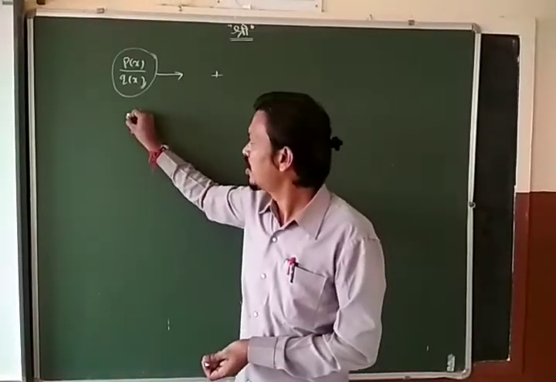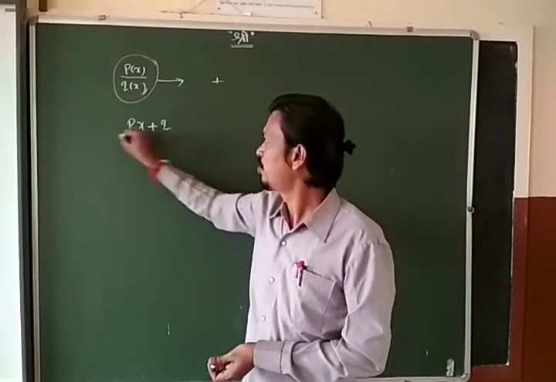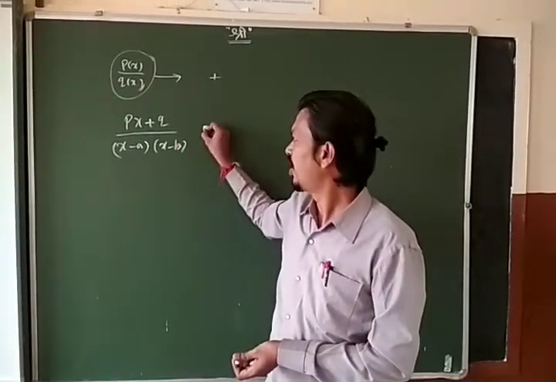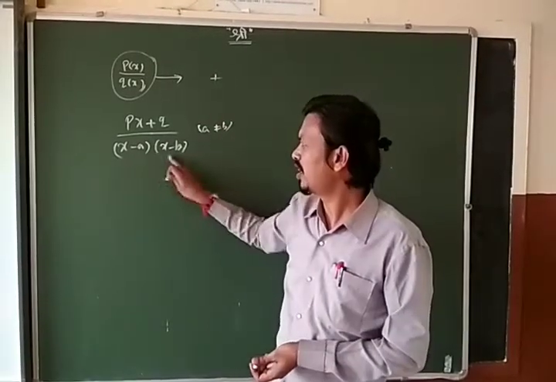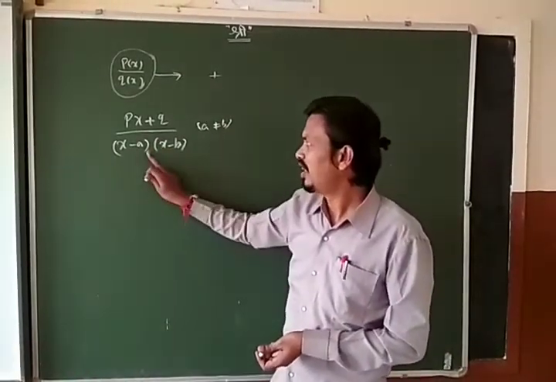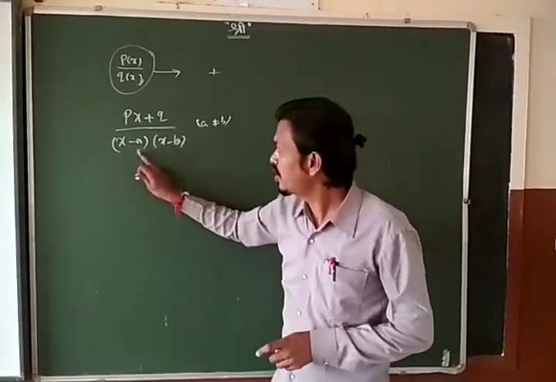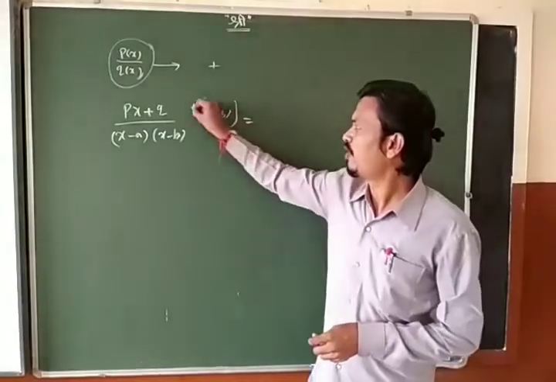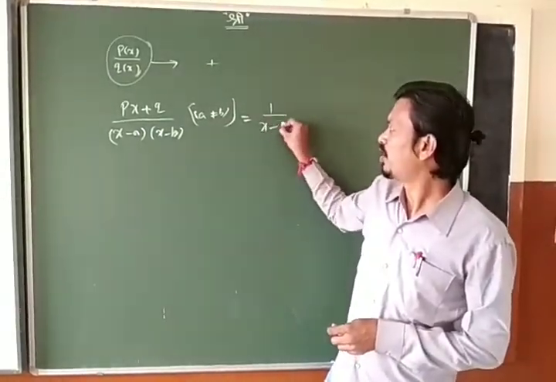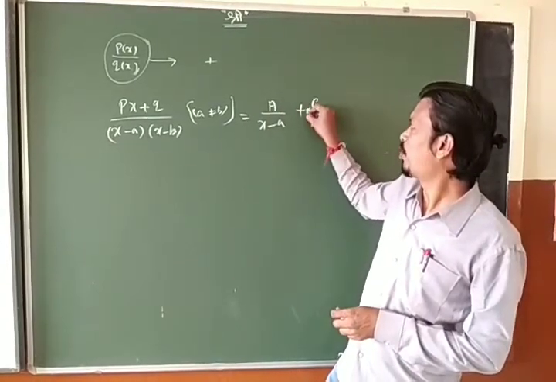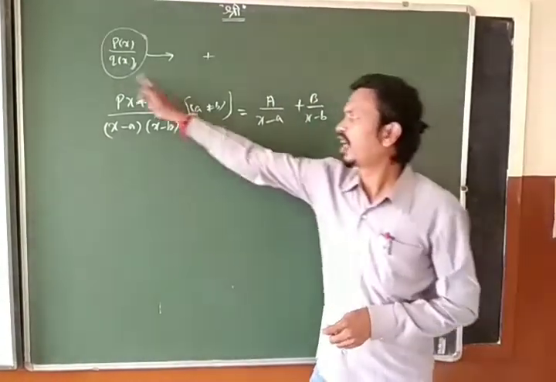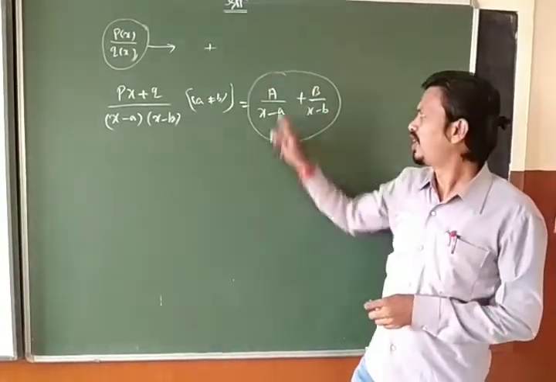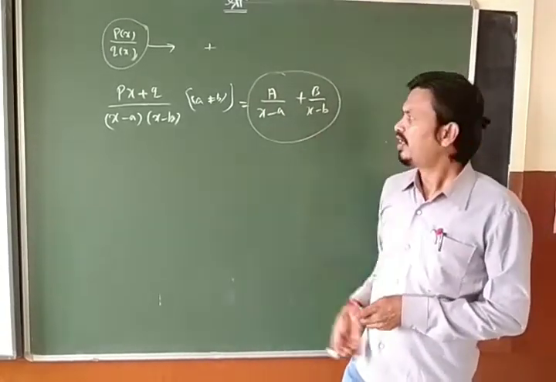So if our fraction is in the form of px plus q upon x minus a into x minus b, where a and b are not equal, meaning both factors are different. If the denominator has linear factors that are different, non-repeated, then its partial fraction will be in the form of A upon x minus a plus B upon x minus b. This fraction can be reduced in this form and then we will integrate these fractions. It can be integrated easily. So let's see some examples.